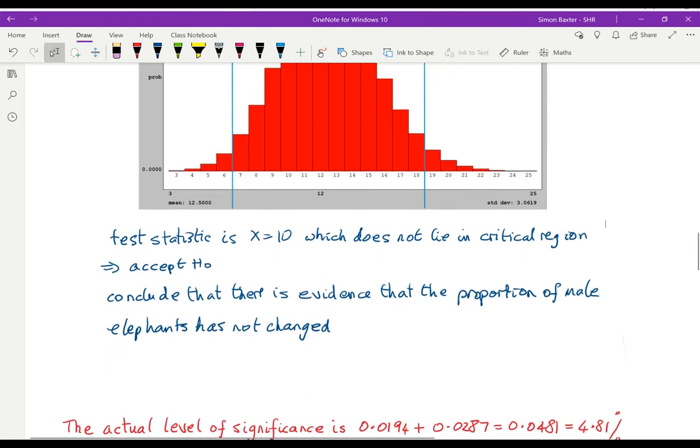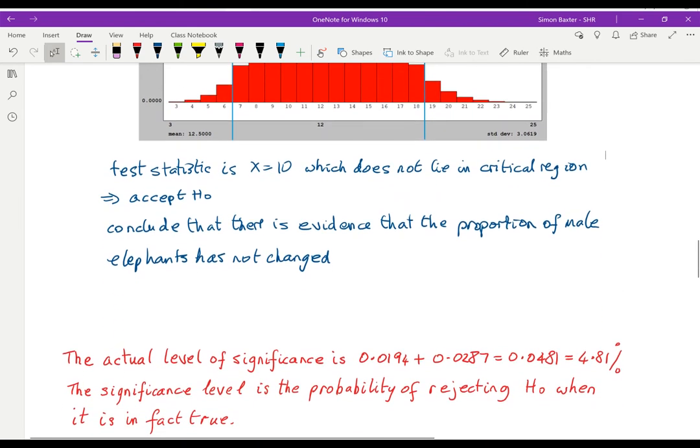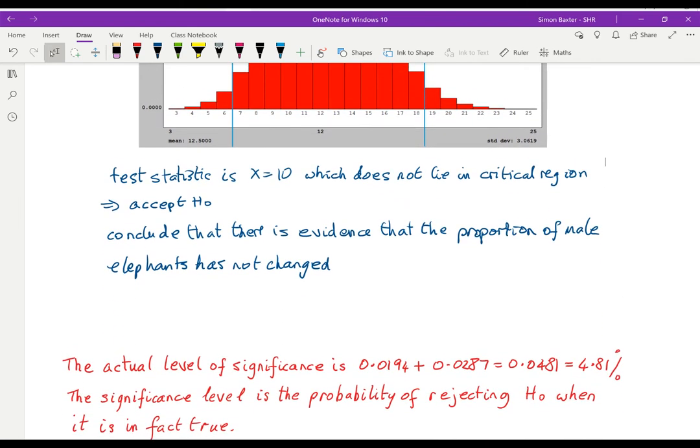I've summarized that here, that the actual level of significance is the two areas added together, the left hand and the right hand, 0.0194 plus 0.0207, which gives us 4.81%. The significance level is the probability of rejecting H0 when it is in fact true.